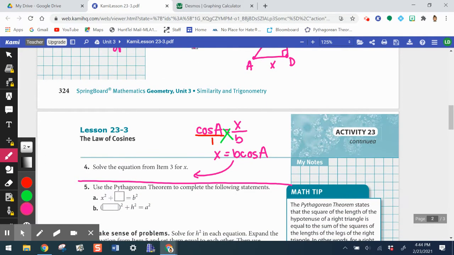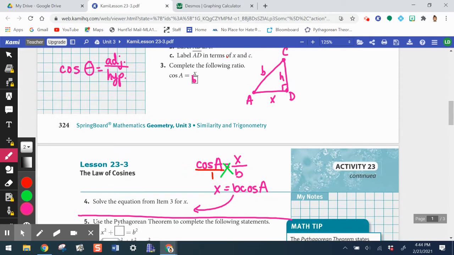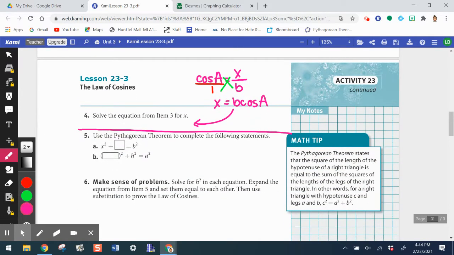On item 4, they ask us to take that equation and solve for X. So I wrote cosine of A equals X over B, and I even wrote cosine of A as a ratio of itself by putting it over 1 so that I could create a proportion to cross multiply. Now I multiply B times the cosine of A, which is B times the cosine of A, and X times 1, which is X. So X is equal to B times the cosine of A.